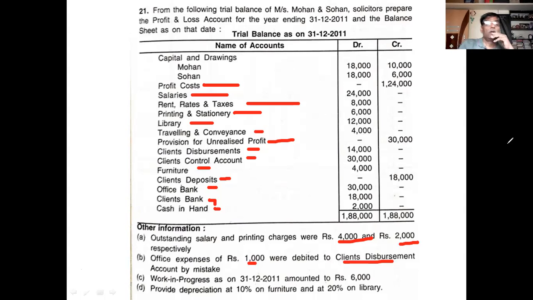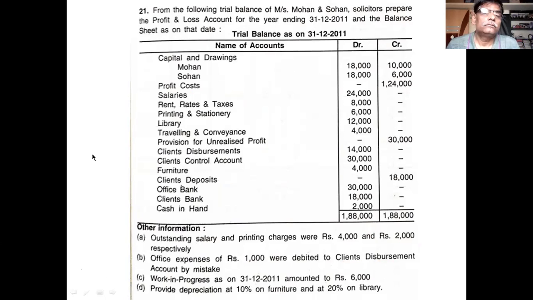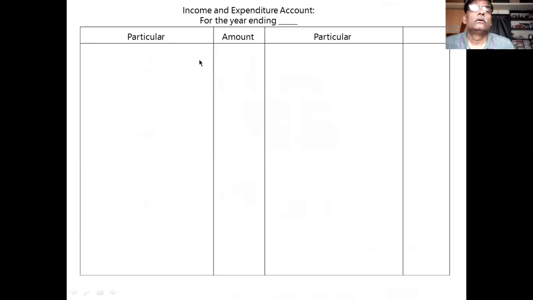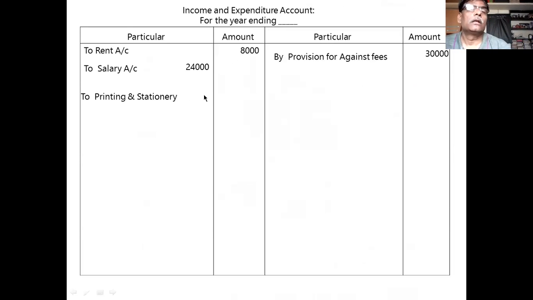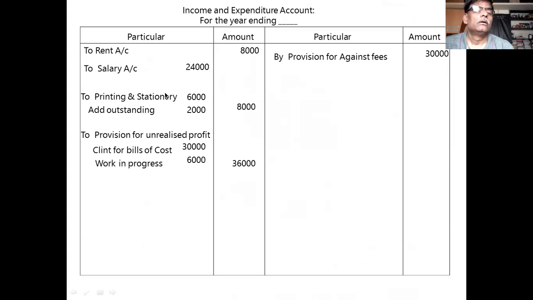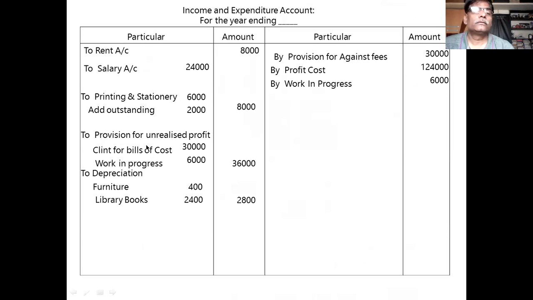Remember this. Okay. Then work in progress 6000, you know how to adjust. Provision for depreciation, you know it. And you see the solution. First, income and expenditure account. Particulars, amount. Provision you take. First rent, then salary, then printing and stationery you take. In the printing and stationery, add outstanding. Like this you take the other items.